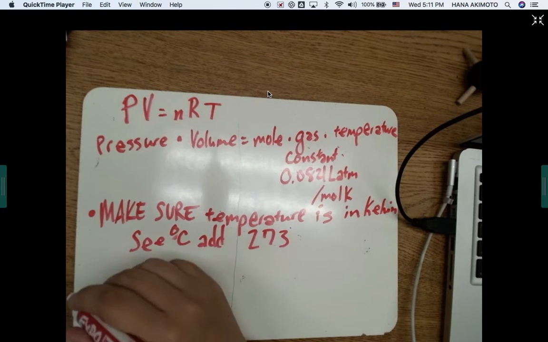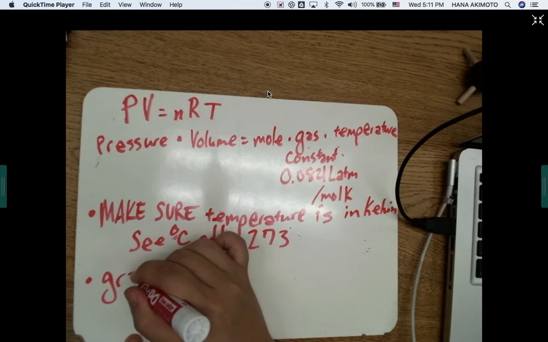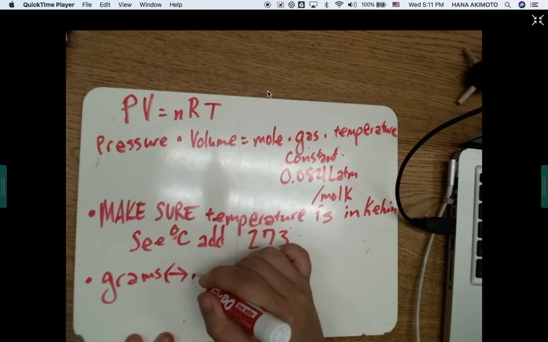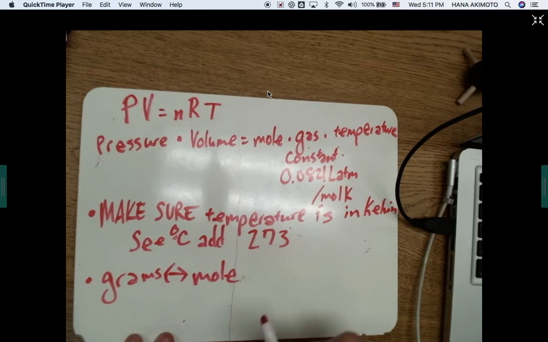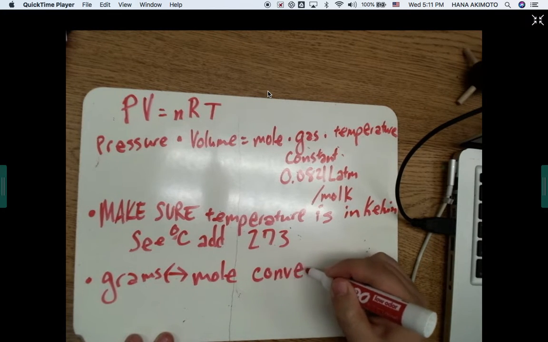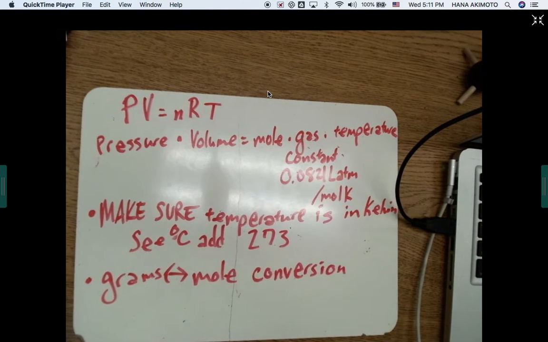And the other thing is, you need to do grams to mole conversions. Okay. So the way that you identify this instead of combined gas law is that there's going to be one of each. If it talks about mass and mole, it's probably going to be ideal gas law.